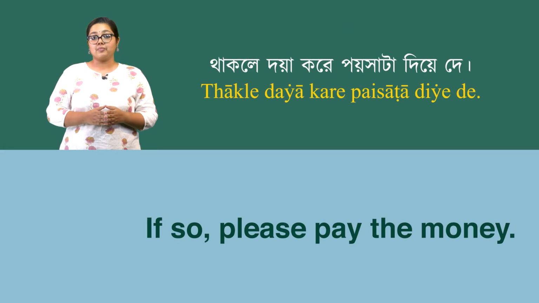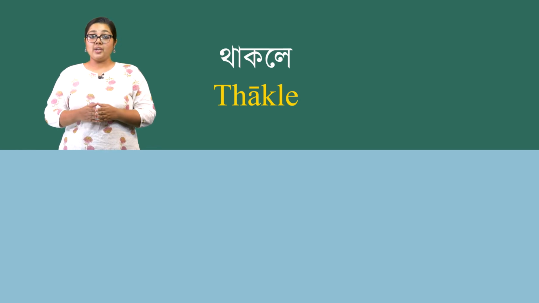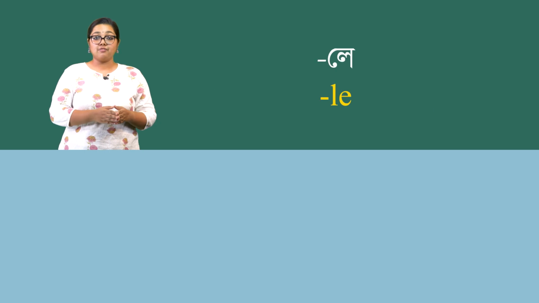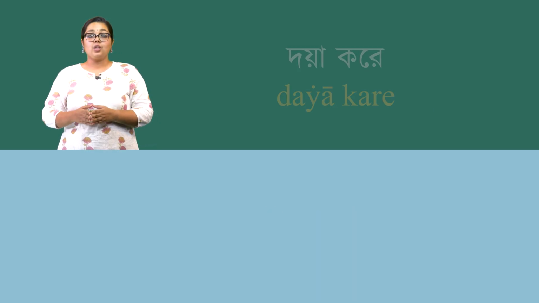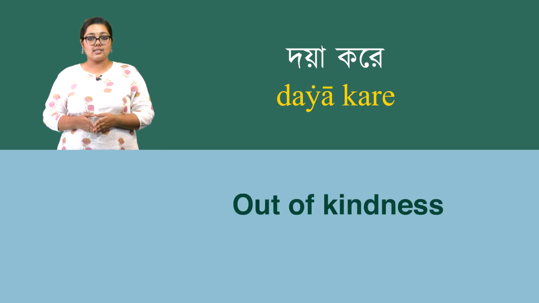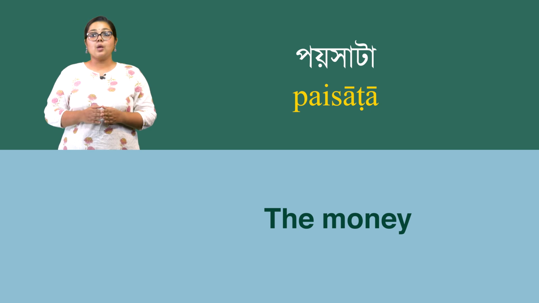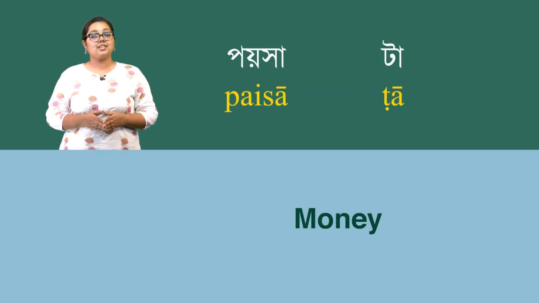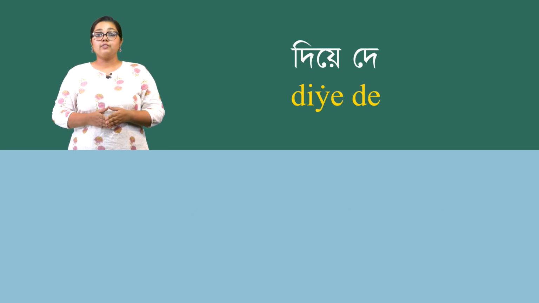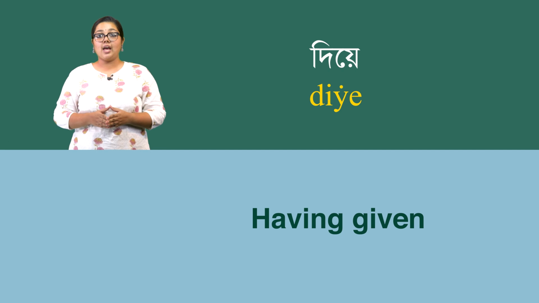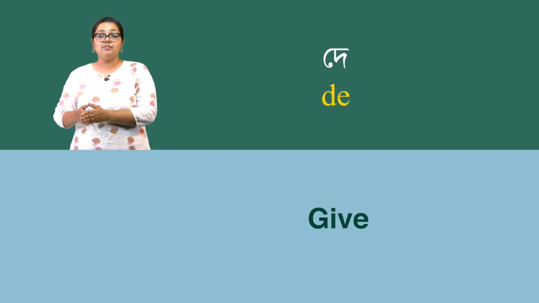She follows up with the polite request, থাকলে দয়া করে পয়সাটা দিয়ে দে. Here, থাকলে is the conditional form made from thaka, meaning to have, and the suffix le, meaning if you have. Daya kore literally means out of kindness and is used to politely say please. Poishata is the money. Poisha means money and ta is the definite article. The verb diye de is an example of a compound imperative, where diye means having given, added with de, meaning give in informal. It adds emphasis and immediacy to the request. So the full sentence means, if you have some, please give the money.